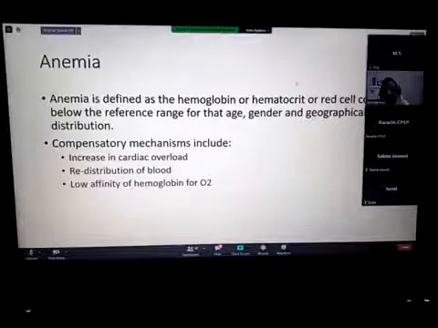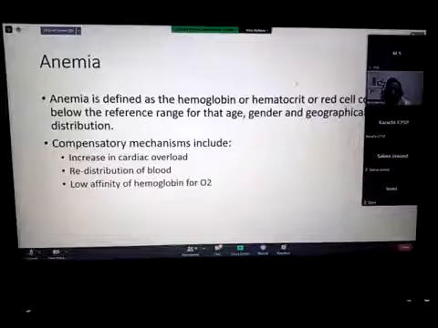he will not be considered anemic because that falls in the reference range for that particular age. Then there's a difference between the reference range for males and females. The males have a higher hemoglobin compared to the females, who have a lower reference range. And geographical distribution, for example, residents of Quetta have a higher hemoglobin, and they will be called anemic if the hemoglobin falls below the reference range for that particular area. How does the body compensate for anemia?